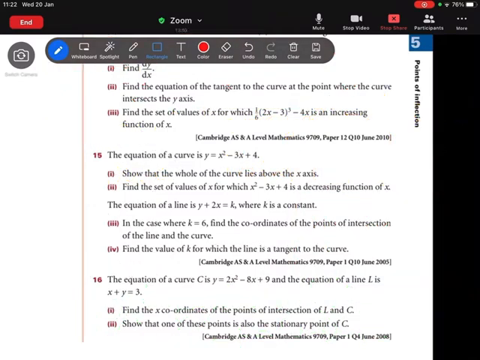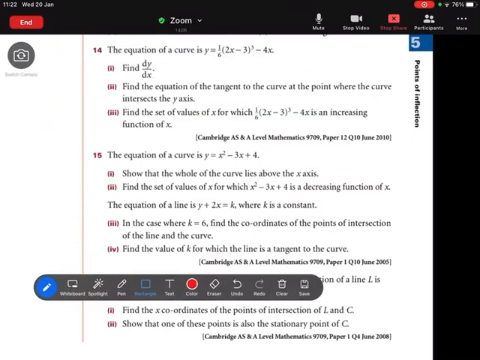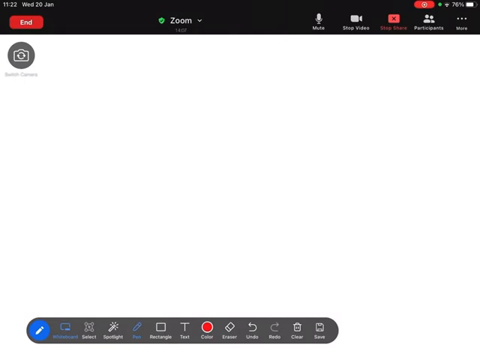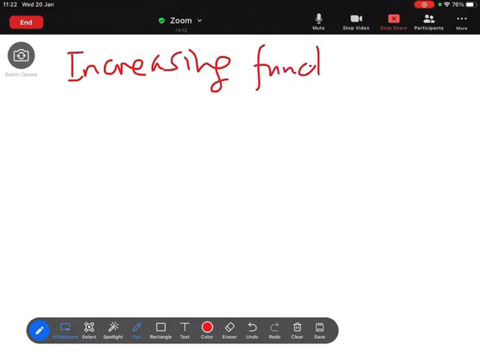Now, the last part of the question: find the set of values of x for which 1 over 6, (2x minus 3) cubed minus 4x, which is the equation of the curve, is an increasing function of x. Now, I will do a reminder about an increasing function. In this case, I'm going to use a quadratic function.